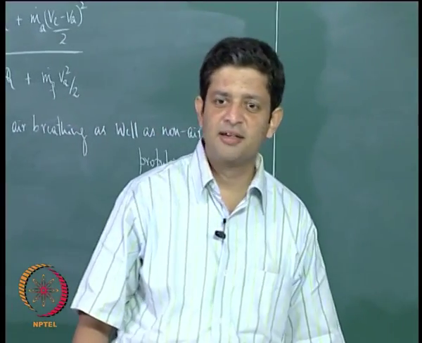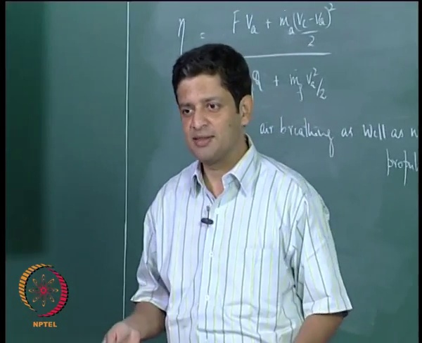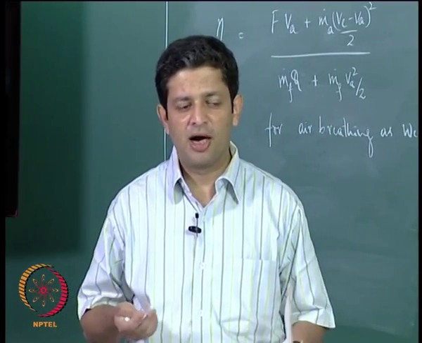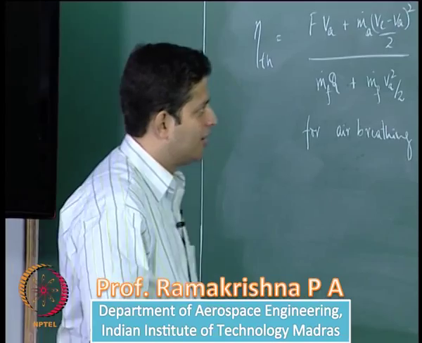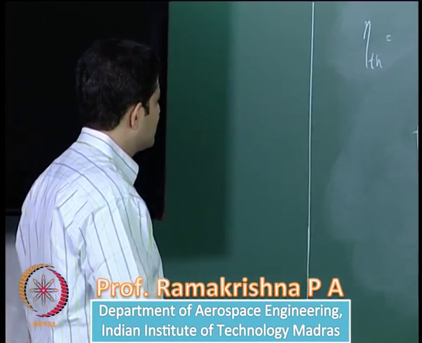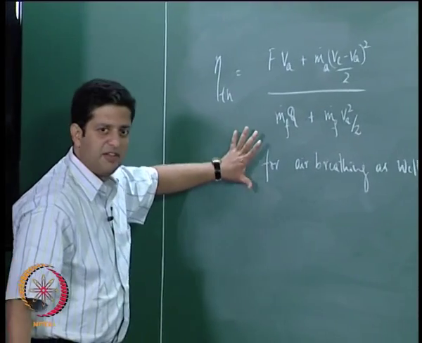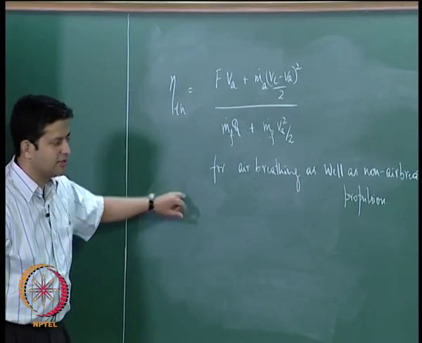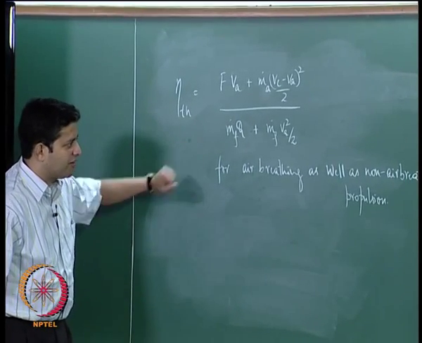In the last class we had seen how propulsive efficiency plays a role in determining what kind of systems we need to use under what conditions. In this class let us look at the role of overall efficiency. Towards the end of the last class we had derived an expression for the thermal efficiency of the system for both air breathing as well as non air breathing systems, and this is the expression that we had derived.